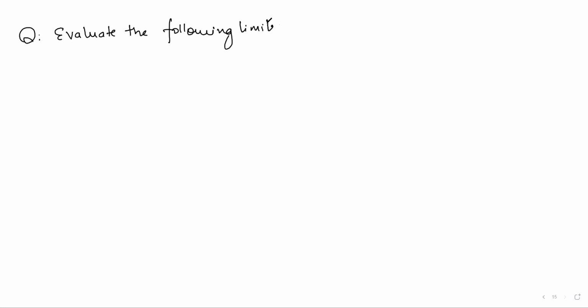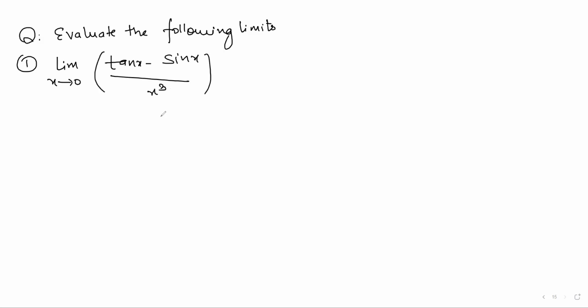Following limits. Let's try this. Limit x tends to 0, tan x minus sin x by x cube. Okay, please note on this, and Noma, I will confirm you. Just give me a minute.